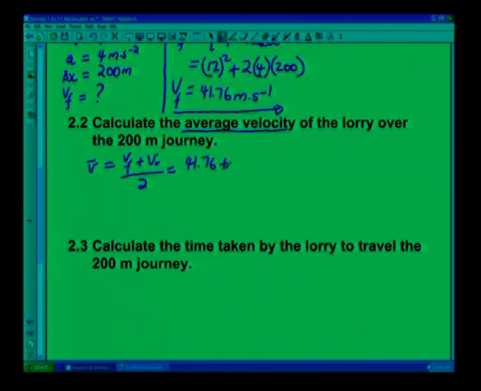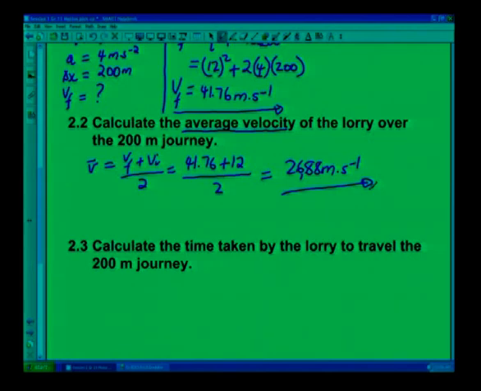That will be 41,76 plus, if you remember well, our initial velocity is 12 meters per second. You divide that by 2, and what do you get? What is the answer there? Our average velocity comes to 26,88 meters per second.